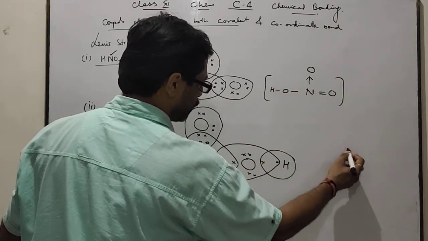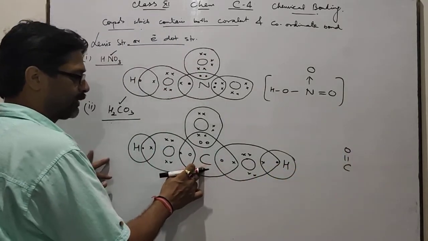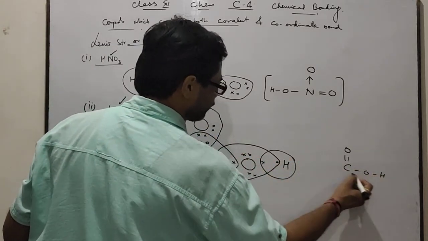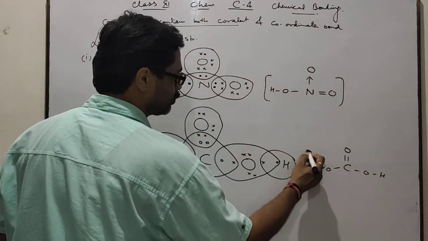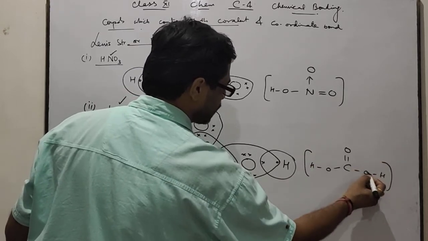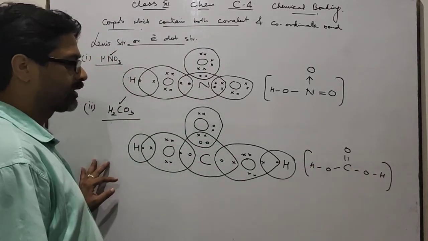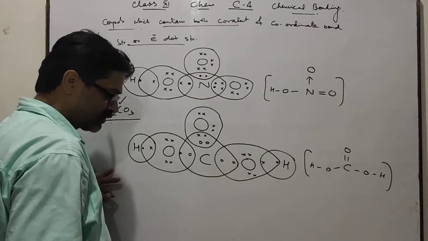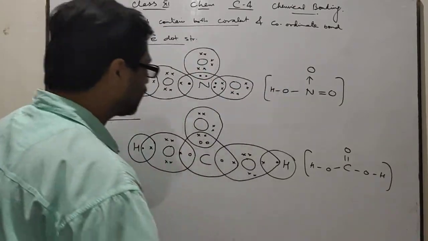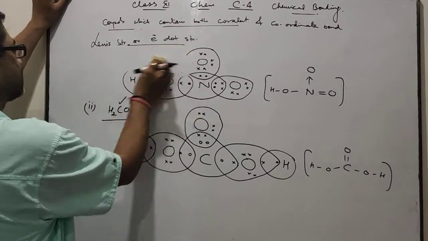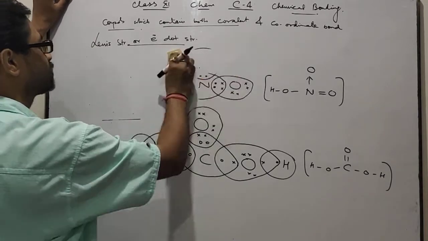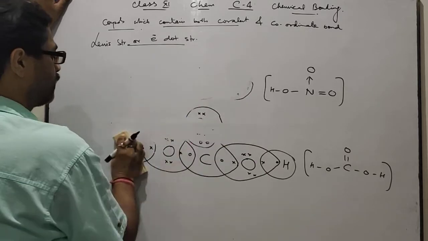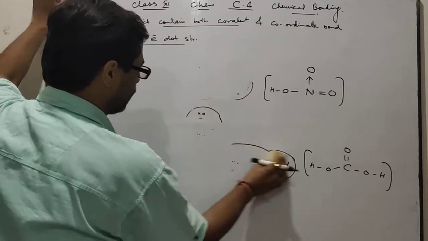Now the bond line structure for this compound is C double bond O, here a single bond O-H, and again here a single bond O and H. In this way H2CO3, carbonic acid, is formed. Okay, this is the electron dot structure, or you can say the Lewis structure, of carbonic acid. In this way we can draw electron dot structures for many compounds.